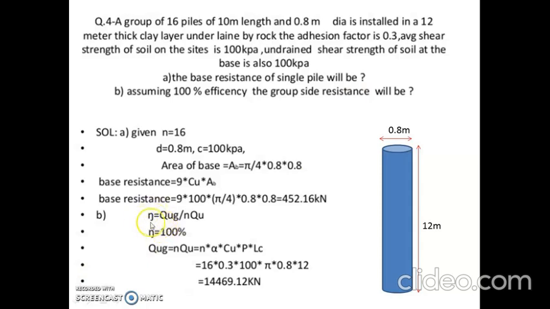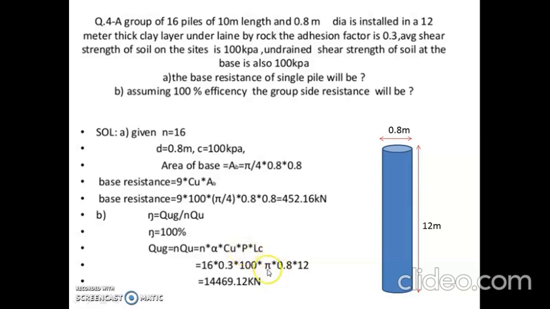So we have the formula: efficiency equals load for group of the piles divided by N into Qu for individual pile. So QUG becomes N into Qu, which can be written as N into Qu is alpha into Cu into P into Lc. N is the number of piles, that is 16. Alpha is nothing but the adhesion factor, which is given as 0.3. Cu is 100.